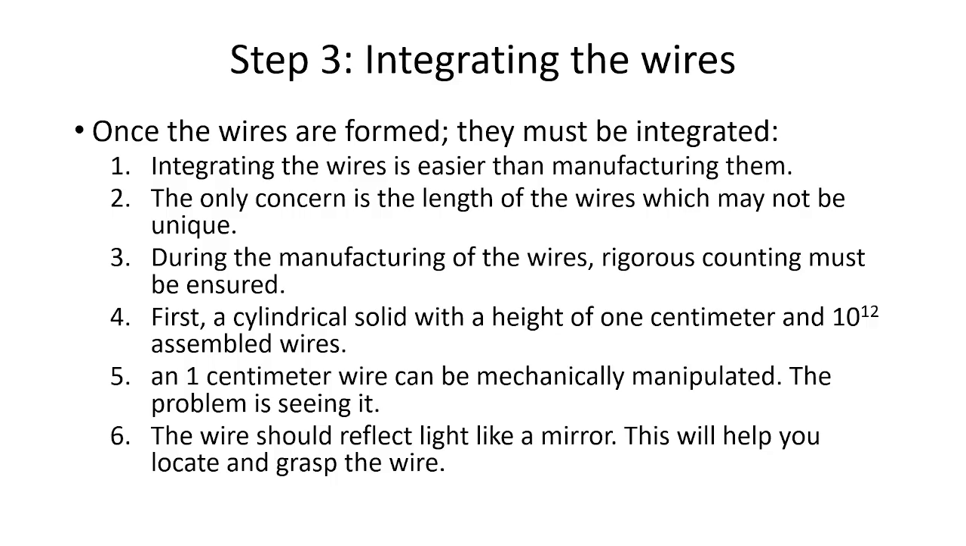4. First, a cylindrical solid with a height of 1 centimeter and 10 power 12 assembled wires. 5. A 1 centimeter wire can be mechanically manipulated. The problem is seeing it. 6. The wire should reflect light like a mirror. This will help you locate and grasp the wire.